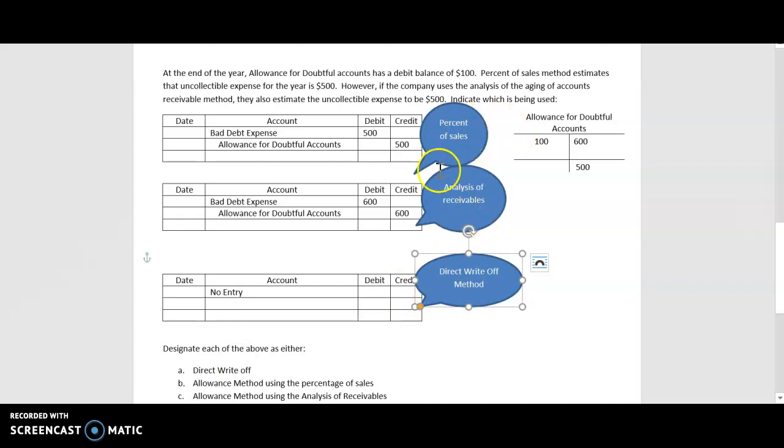So the top two methods adhere to the matching principle, so they are in compliance with GAAP, generally accepted accounting principles. The direct write-off method does not match the bad debt expense with the sales in the same period, so it does not adhere to GAAP.